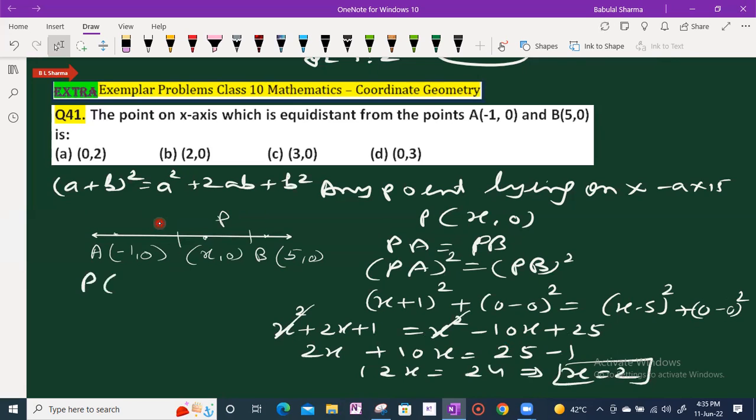The coordinates of P are x comma 0. In place of x, we can write 2. Y is already 0. So the coordinate of this point P will be 2 comma 0. So therefore B is the correct option.